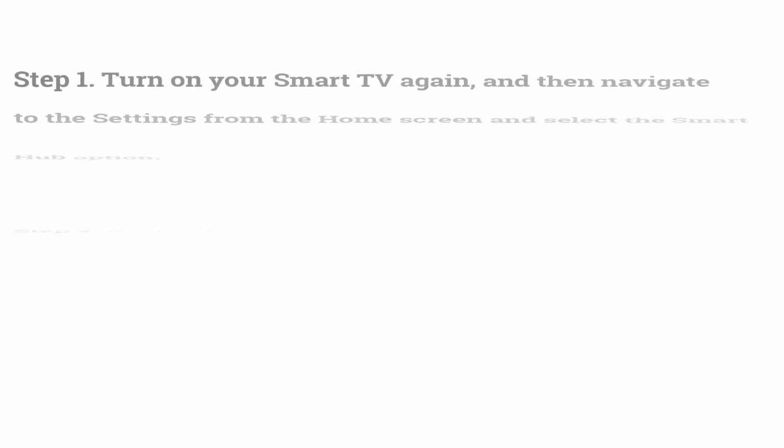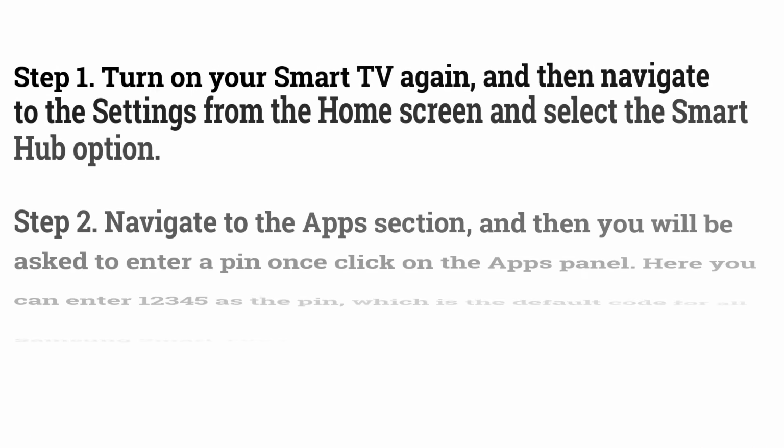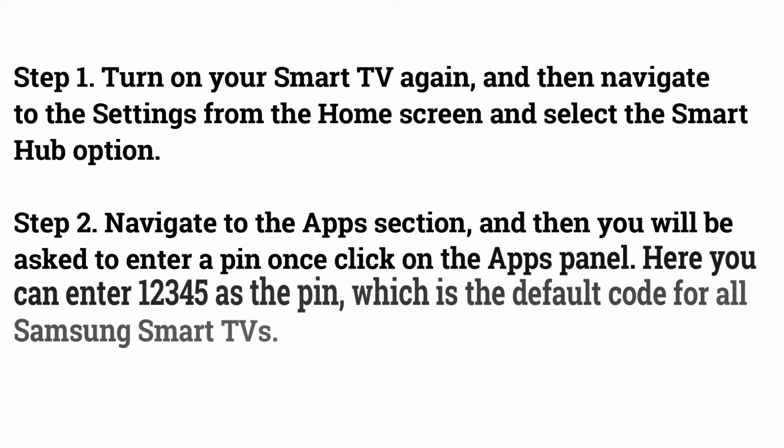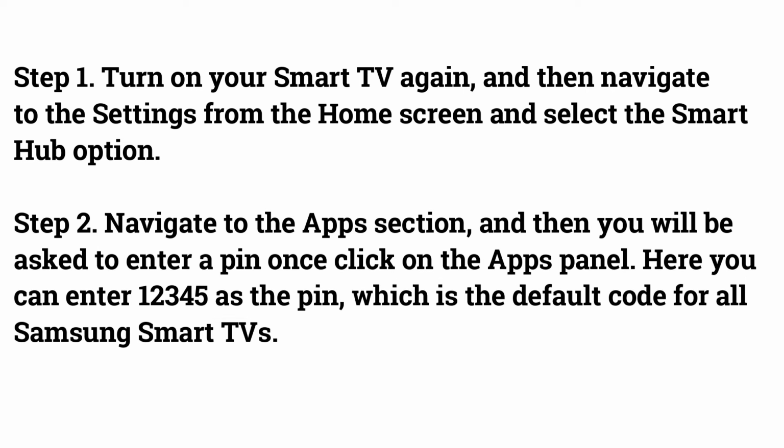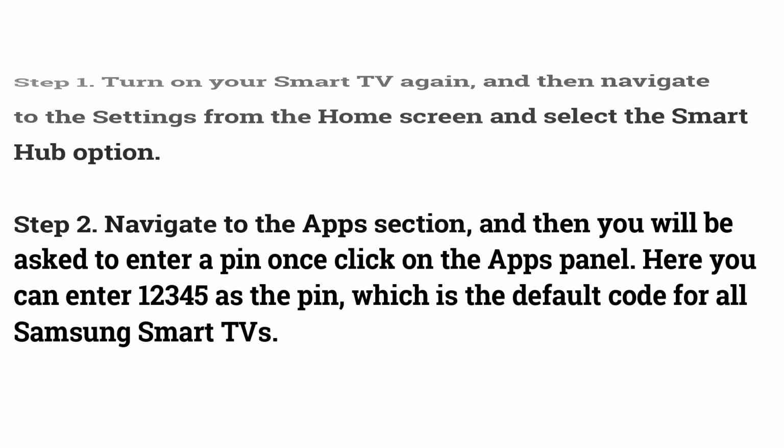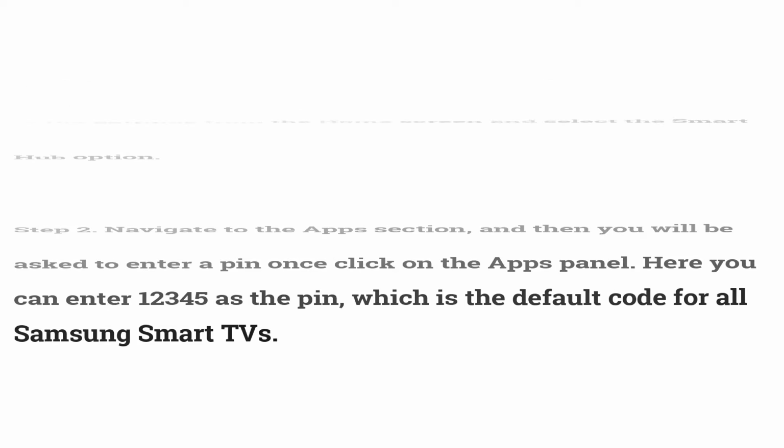Step 1. Turn on your Smart TV again, and then navigate to the settings from the home screen and select the Smart Hub option. Step 2. Navigate to the Apps section, and then you will be asked to enter a PIN once you click on the Apps panel. Here you can enter 12345 as the PIN, which is the default code for all Samsung Smart TVs.